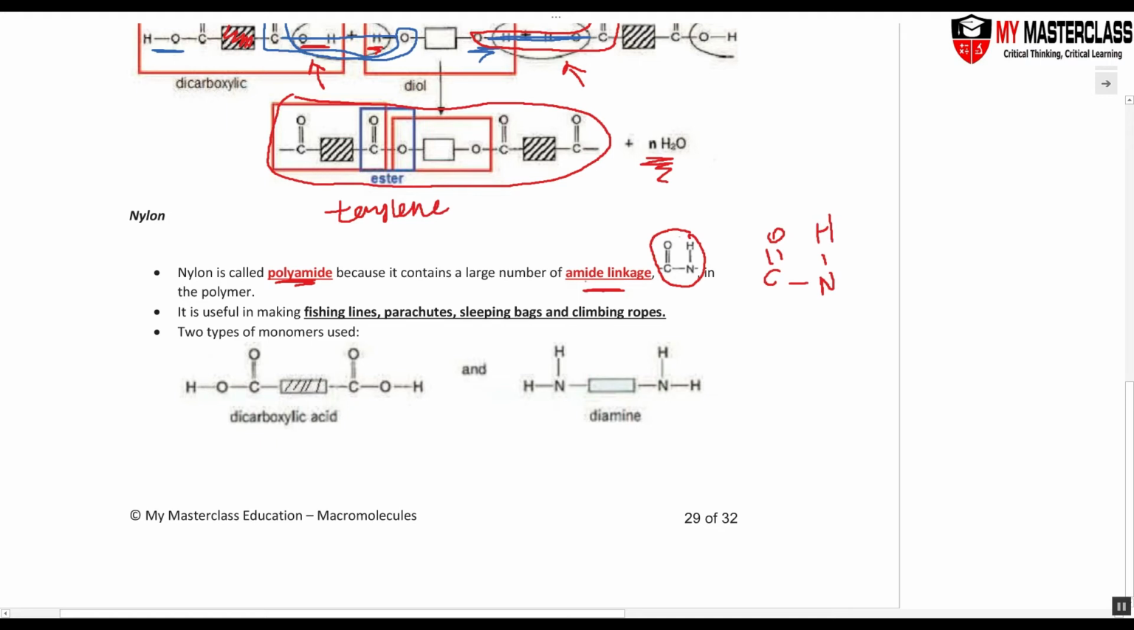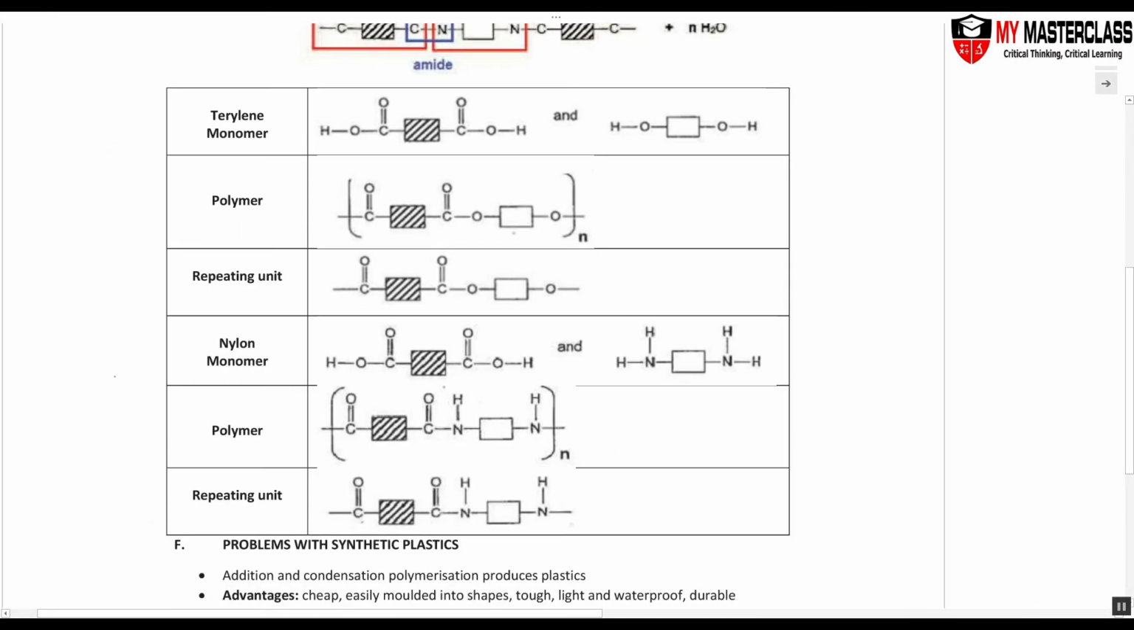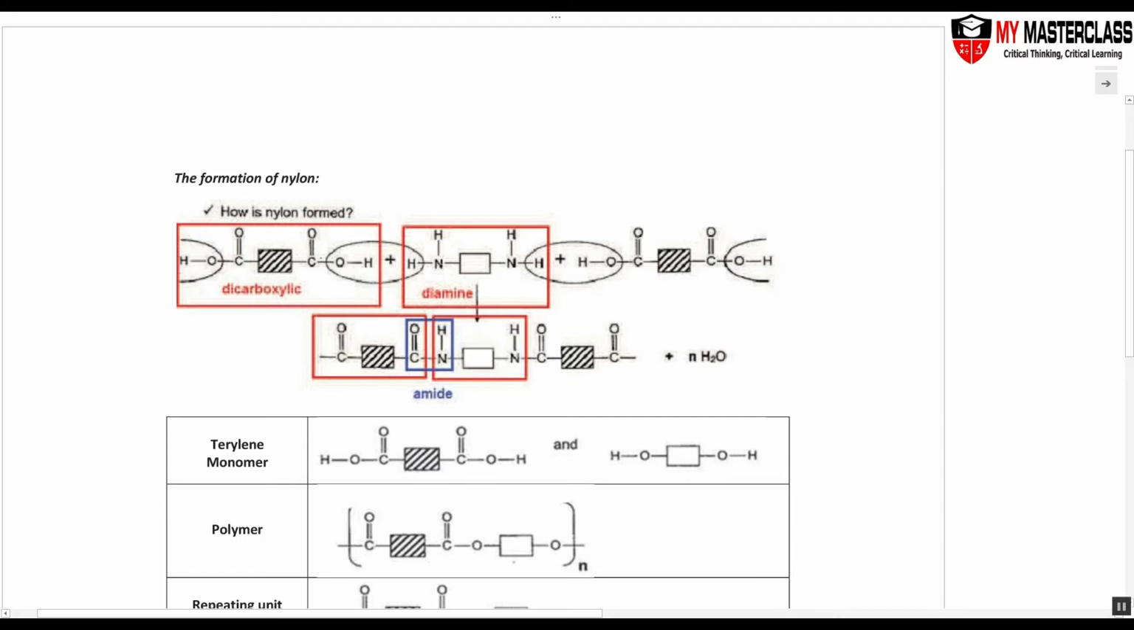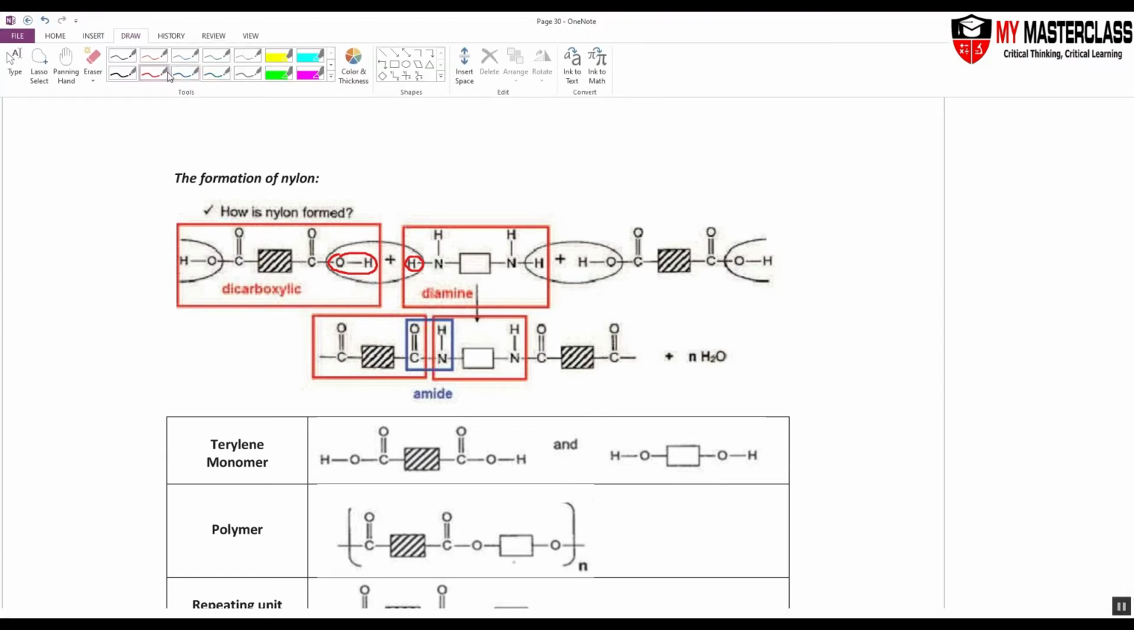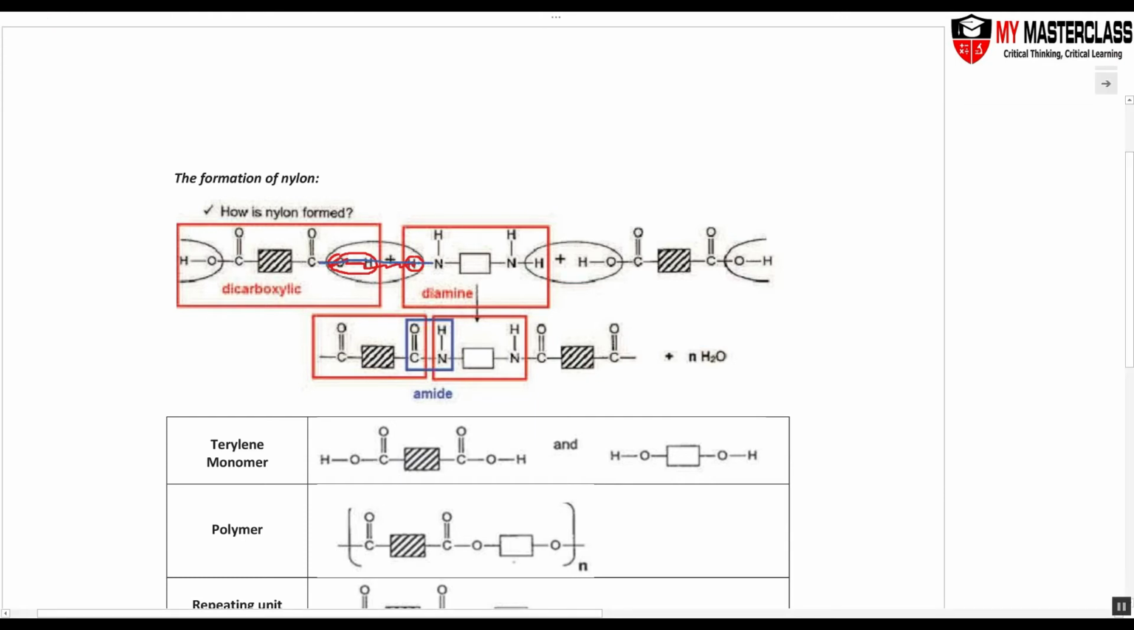Amide comes from the word amino. Amino is actually your NH2 group. Nylon is used to make fishing lines, parachutes, sleeping bags, climbing ropes. This is good to know. Same thing, the monomers that are used are your dicarboxylic acid and a diamine. So you have NH2 groups on the ends. Because it is a condensation reaction, in your dicarboxylic acid the OH is removed, and instead of the H removed from your alcohol, now I remove the H from your amine. If these two are removed, likewise your carbon will join immediately to the N. So you will have a C double bond O, single bond NH amide group.